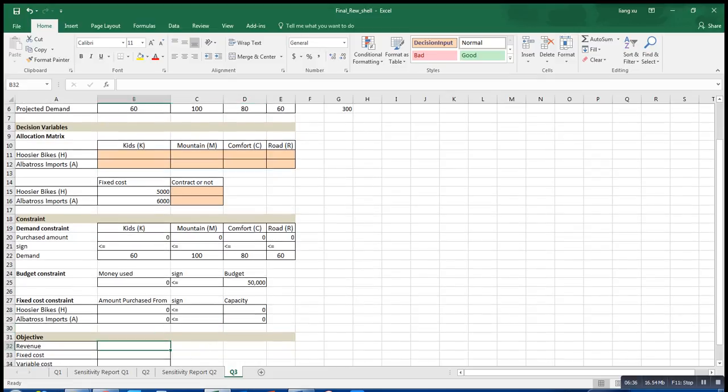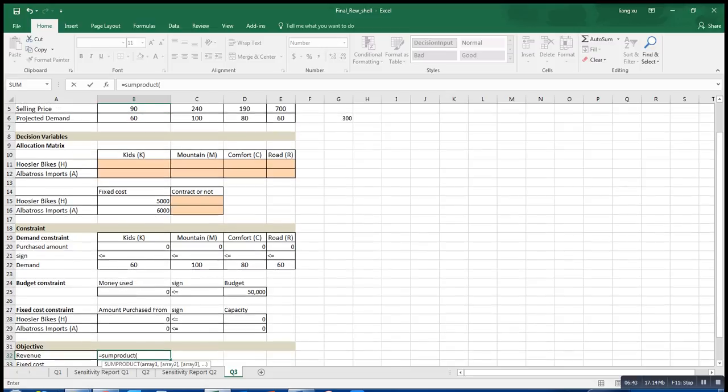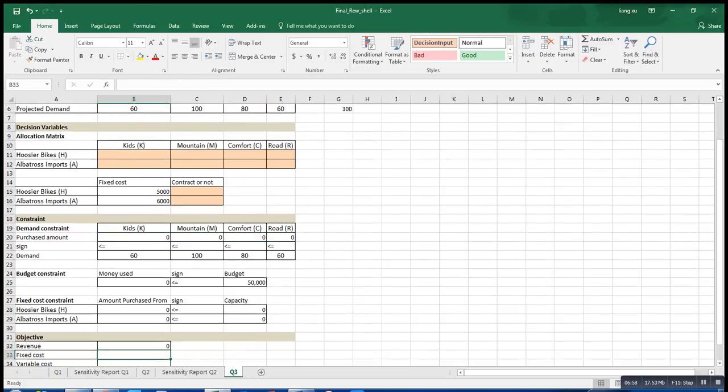Okay? The total revenue you earn is basically the amount of bikes you purchase, which is calculated here. This gives you the amount of kids, mountain, comfort, and road bikes you purchase, multiplied by their selling price. So this is the total revenue you earn. Fixed cost is the sum product of your fixed cost of contracting with these suppliers multiplied by whether you're going to contract with them.